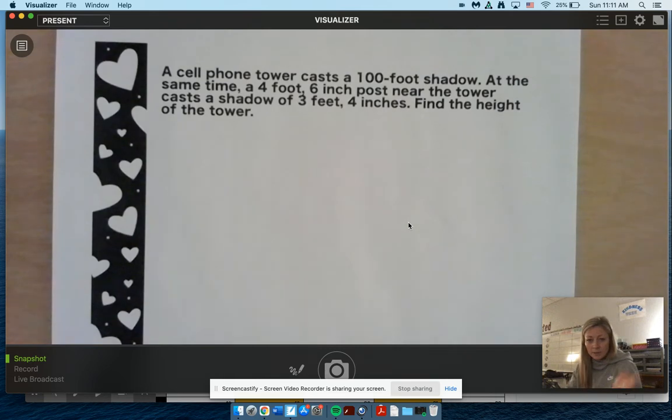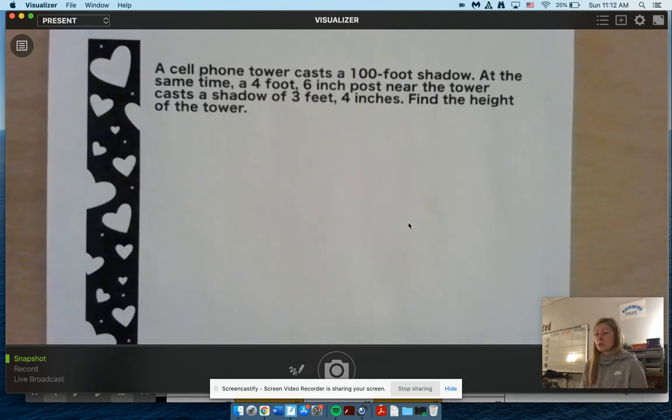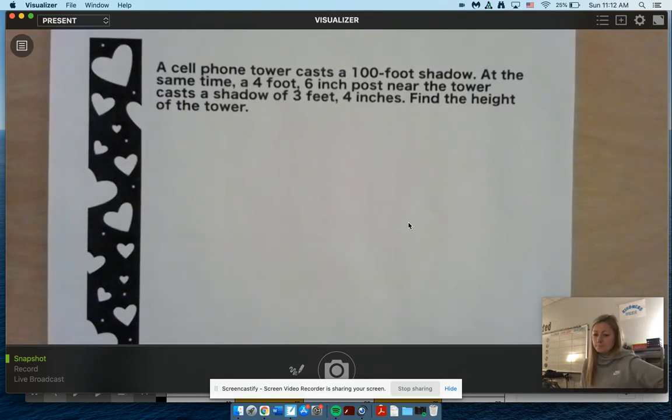So here's an example of a situation that could arise. It says a cell phone tower casts a 100-foot shadow. At the same time, a 4-foot 6-inch post near the tower casts a shadow of 3 feet 4 inches. Find the height of the tower. Again, in math, especially in geometry, a picture is worth 1,000 words.